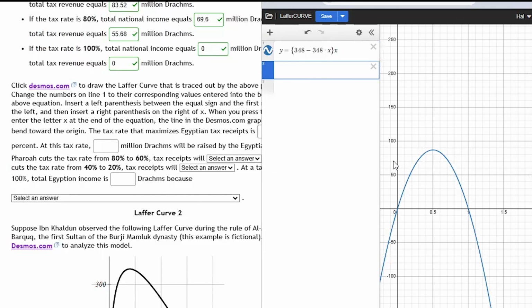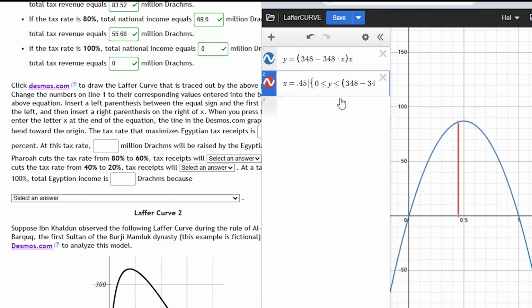If I type in x equals 0.45, I'm also going to do a squiggly bracket. I'm going to do y less than or equal to parentheses times x. And then inside the parentheses, I'm going to type 348 minus 348x. And then in front of the y, I'm going to type 0 and then less than or equal to. I'm going to push this into the margin here.